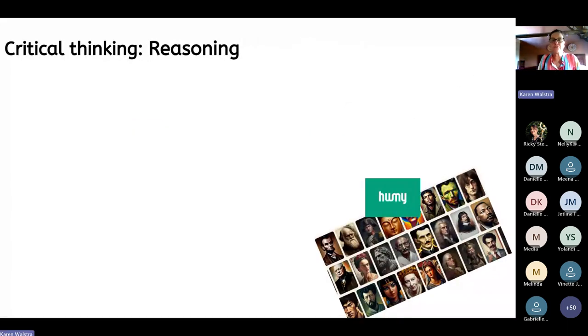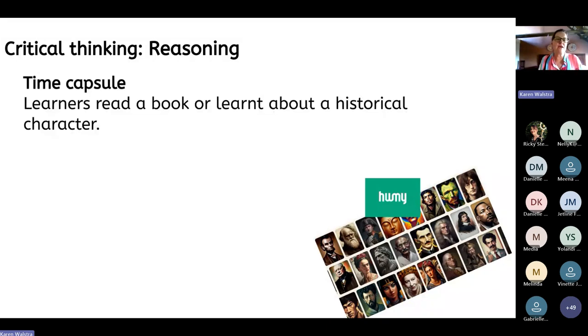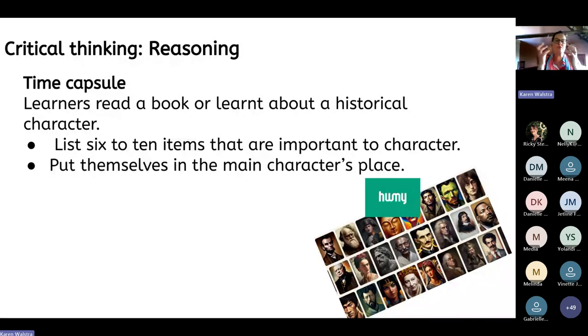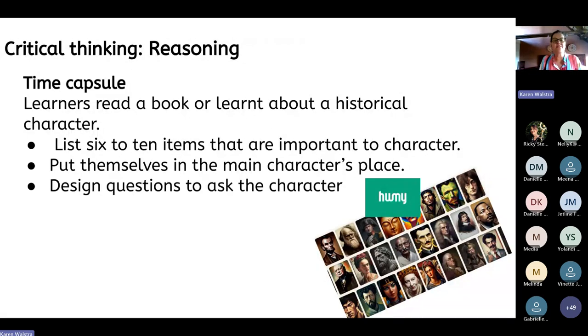What about critical thinking and reasoning? Well, what about doing something like a time capsule? A time capsule is where your learners have read a book or learned about a historical character, and then you might get them to list items that are important about that character, and then put those main characters into a place that maybe they then design their own characters to ask the question.